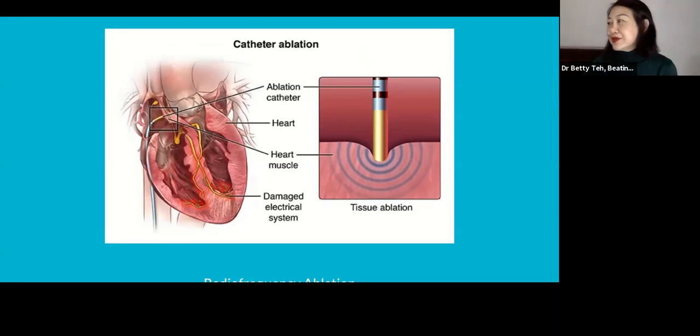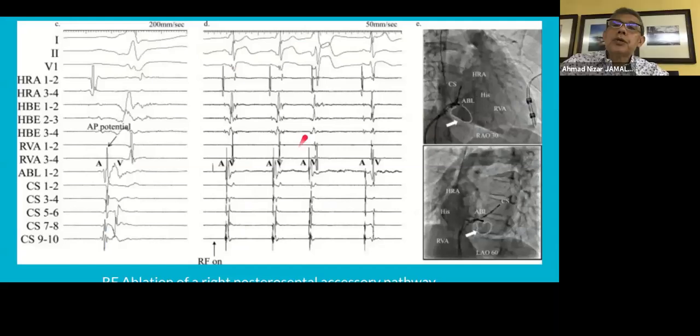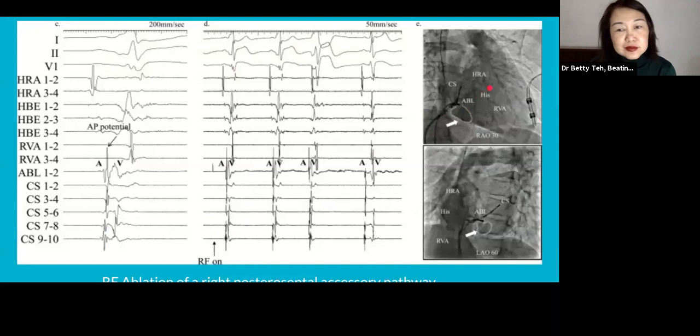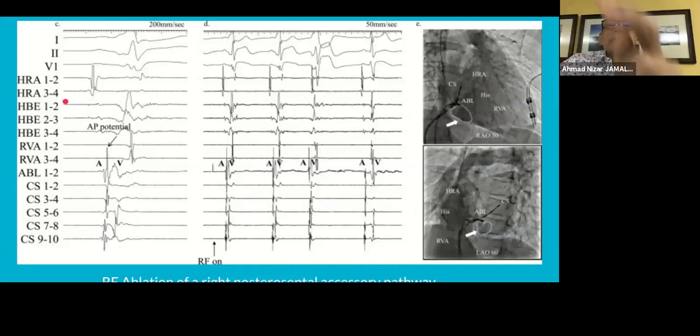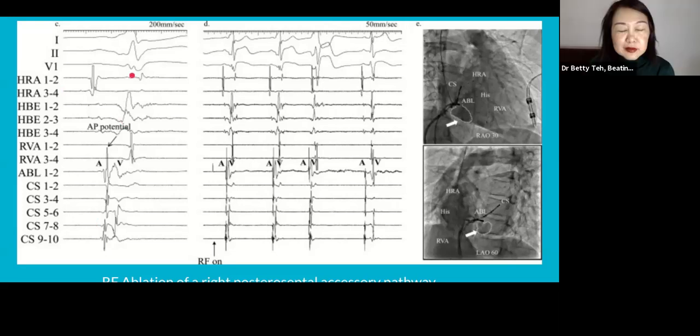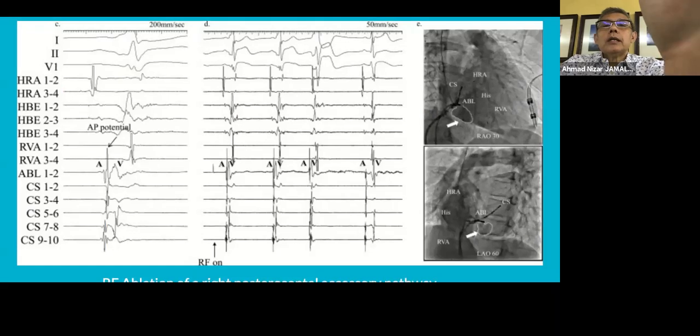Okay. So the next slide will show you an example of what we do. In the first panel on your left, you see a delta wave preceding the QRS, right? And right at the top, you see 3 ECGs, lead 1, lead 2, and V1.